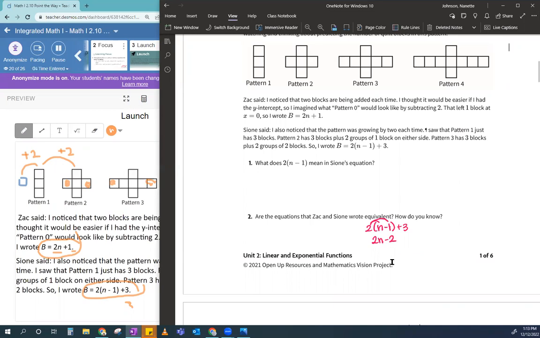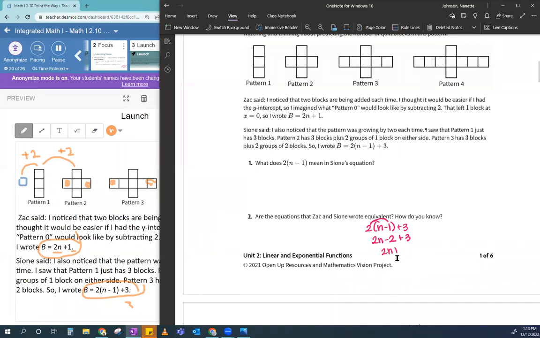Okay. Is everybody okay with distributing? Okay. Now what would I do? Very good. Now what would I do? I want this to look like this. So far I have the 2 n's that match, but this says 1. I want it to do 1. What do I need to do? Yeah, just do -2 plus 3. What's -2 plus 3? Yeah, it's just 1. So 2n plus 1.